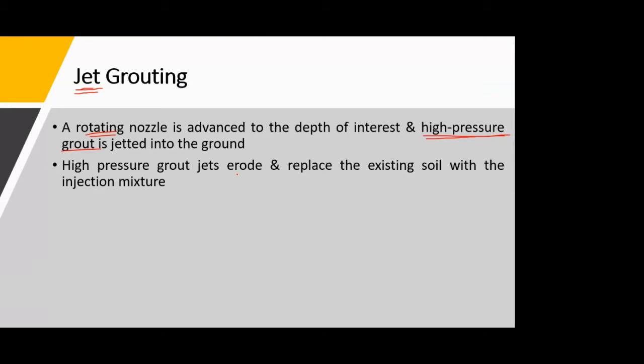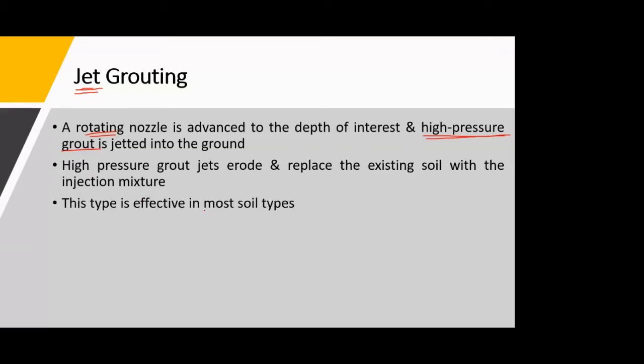So it is sort of the same thing that we are doing in compaction grouting. In compaction grouting also we introduced the grout and it formed a bulb, and then it reduced the air voids and created its own space in the system. Here also it's going to be the same in jet grouting: you are injecting the grout as a jet under high pressure, which is going to push the soil and create some void, which is going to be filled by the grout itself.